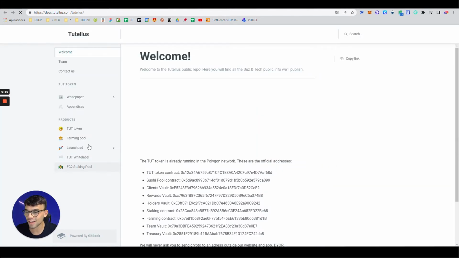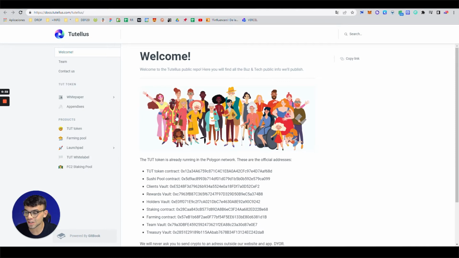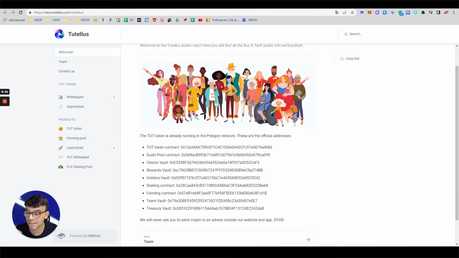You are very lucky because the white paper is only in English. It's not in Spanish, so there is no other version rather than this one. And this has been constantly being updated. The first thing we see once we arrive in the white paper is the transparency of all the different TUT token contracts, addresses, vaults, etc. So all the techie information, it is very important to be clear and transparent and written at the beginning of the white paper. You can see the sushi pool contract as well as the token contract and so on.